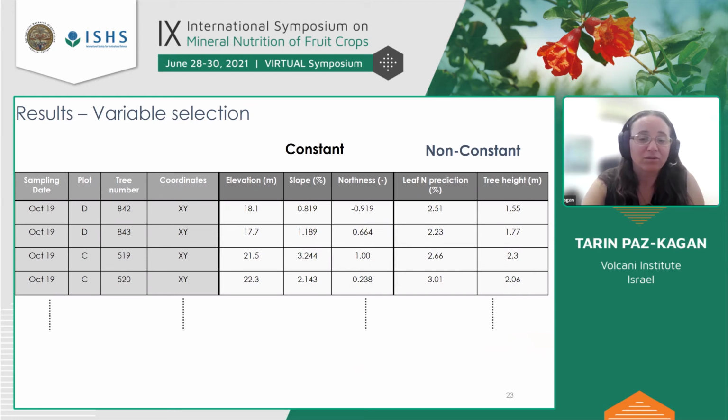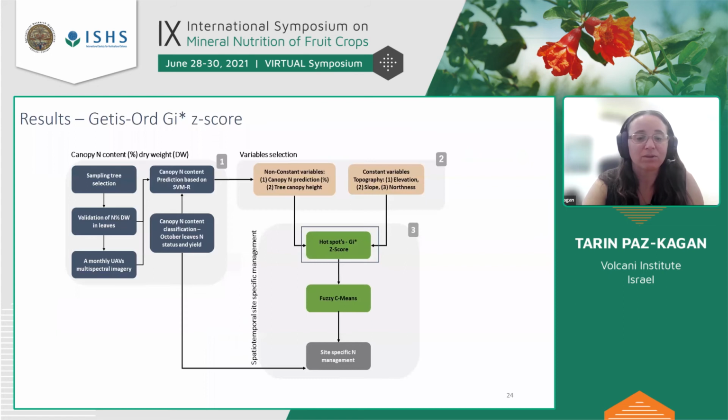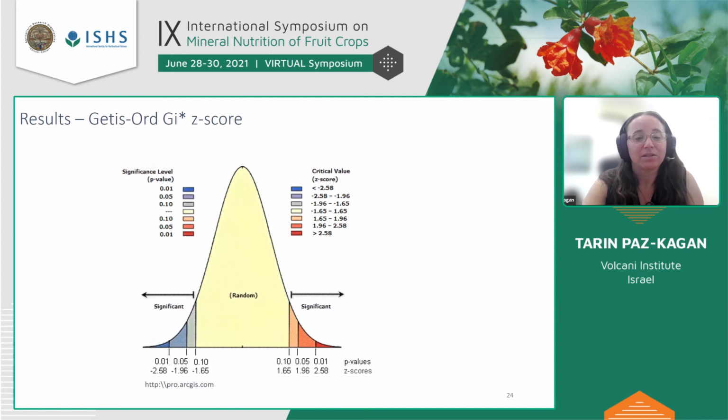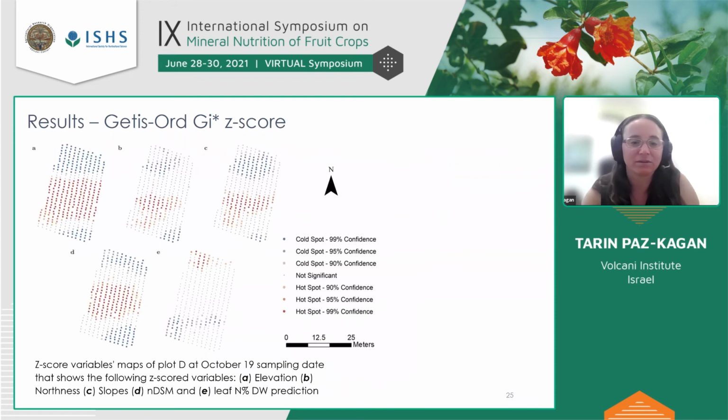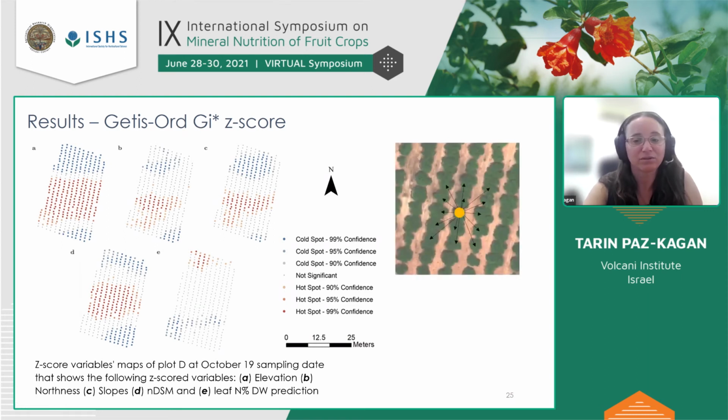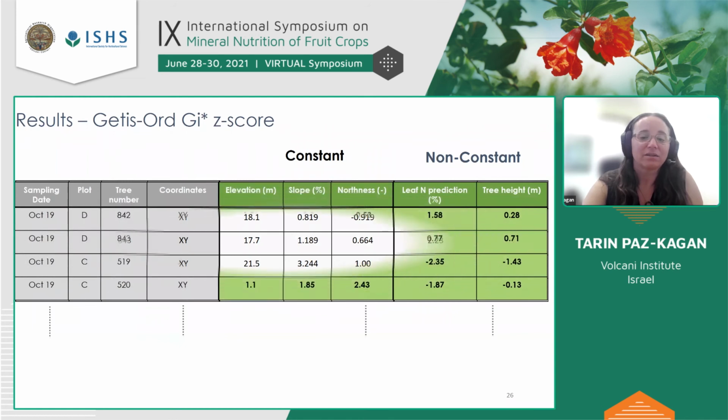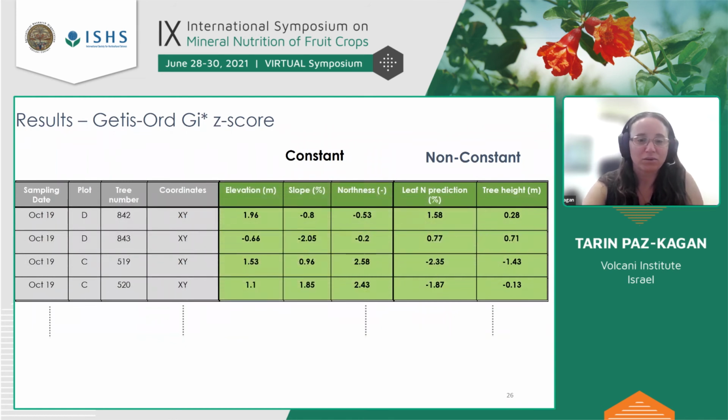So we had all the information with different units, and what we did is we used the hotspot, the Getis-Ord statistic. Basically, we transferred the data to Getis-Ord statistic to see if the relationship between the variables is significant or not. This is the transformation of each one of the parameters to Getis-Ord statistic, which takes into account the spatial variability of different trees in the orchard. So the data that we've got now is transformed to Z-score data.